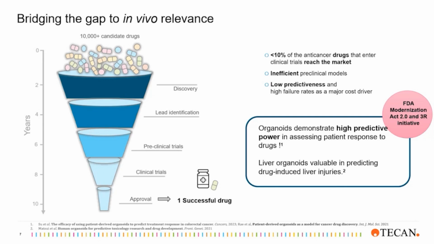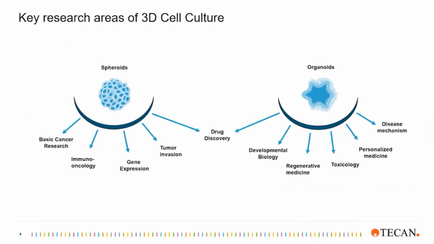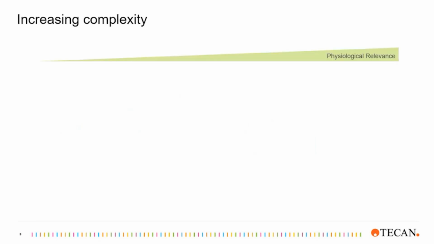So 3D biology is not only changing the face of drug discovery, but also basic cancer research, immuno-oncology, and tumor invasion studies in the case of spheroids, for example, which are a little bit more simple cell models. And for the more complex organoid models, these are proving valuable in developmental biology, regenerative medicine, and disease modeling, to name a few. And as can be expected, with increased physiological relevance comes increased complexity.